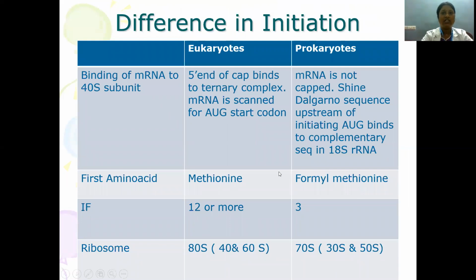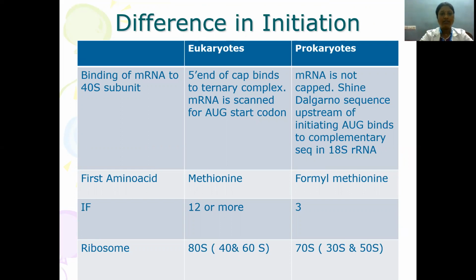So what are the differences in initiation between eukaryotes and prokaryotes? In eukaryotes, while binding of mRNA to the 40S subunit, the 5' cap will bind to the ternary complex and the mRNA is scanned and positioned in such a way that the incoming amino acid, methionine, will be present at the P site of the 80S complex. In prokaryotes, mRNA is not capped. The Shine-Dalgarno sequence upstream of the initiating AUG will bind to the complementary sequence of the 16S rRNA of the small ribosomal subunit. This is the prokaryotes.